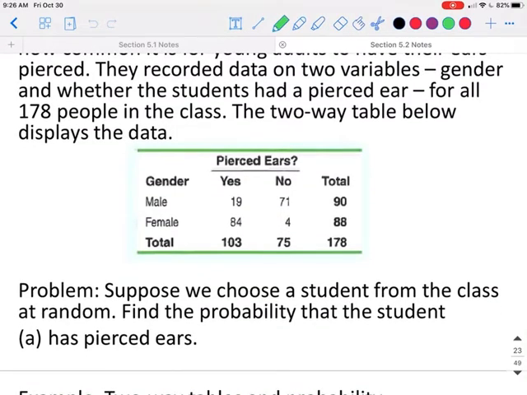Suppose we choose a student from the class at random. What's the probability that the student has pierced ears? So if we look at the table, the total number of students who do have their ears pierced is 103 out of the total number of students, which is 178. So the probability that they have pierced ears is 103 out of 178, or as a decimal, approximately 0.58, or about 58% of the class.